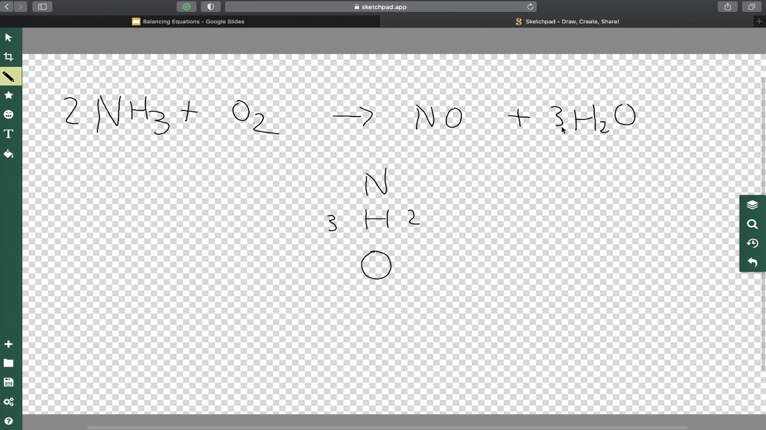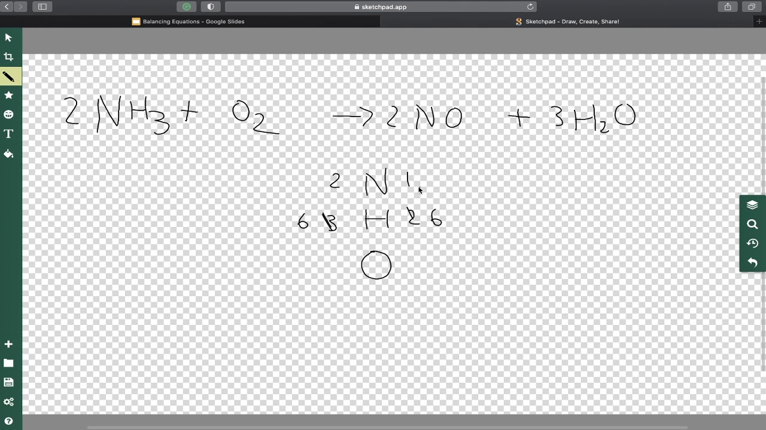So now there are 2 N's on the reactant side, but there's only 1 here. Now we can cross these out because the hydrogens are balanced. There's 6, because 3 times 2 is 6, and 2 times 3 gives you 6. So we have 6 on both sides. But now the nitrogens are unbalanced. There are 2 N's on the reactant side and 1 N on the product side, meaning we need to multiply the 2 to NO to balance the N's, right? So we're going to put a 2 here.